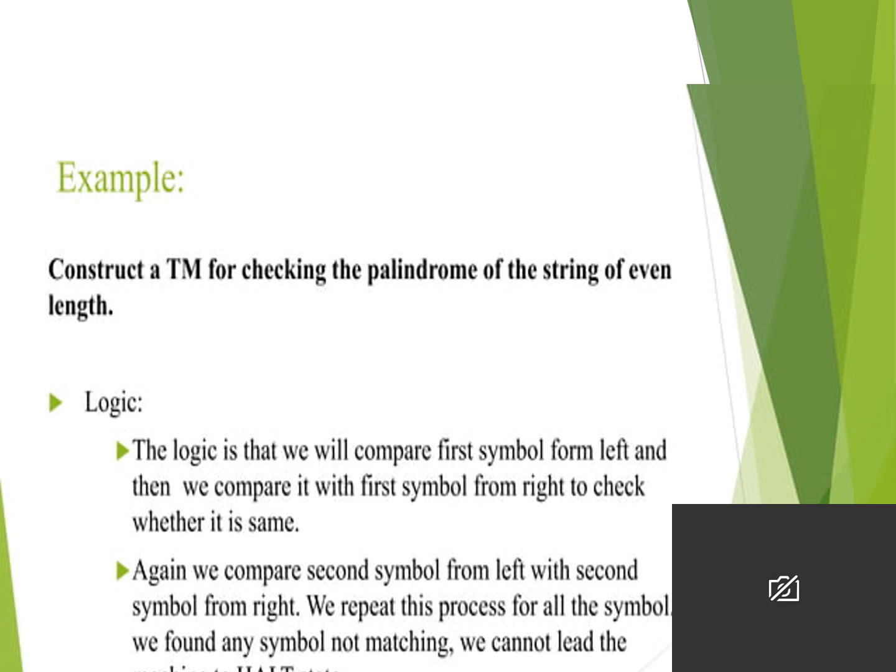Another example we are taking is a palindrome, that is constructing a Turing machine for checking a palindrome string of even length. What is the meaning of a palindrome here? Whenever you are giving the input, for example, MOM, then the reverse string value is MOM. The forward string value is also MOM. Some other examples are Madam and Malayalam. These are examples of palindromes. So here you are going to check palindrome strings by using the Turing machine.